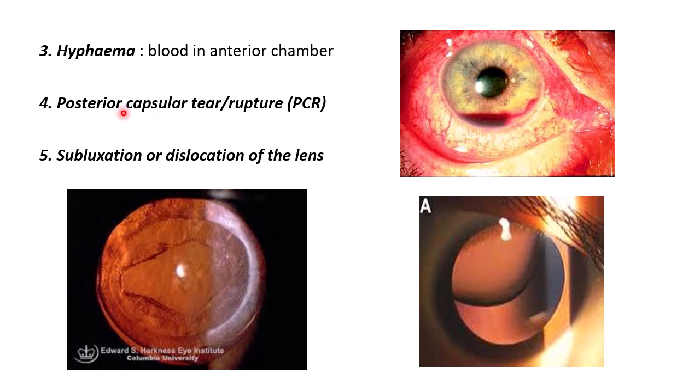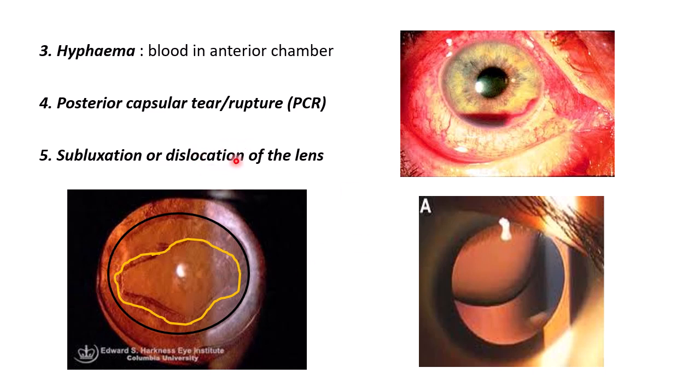Then posterior capsular tear or rupture. Now look at this. The IOL is in place. This is the margin of the capsulotomy. A CCC has been done, and this is the margin of the CCC on the anterior capsule. What is this structure that you see here? That is the dehiscence in the posterior capsule. The lens is in between the two. So this is a PCR, which may have happened intraoperatively.